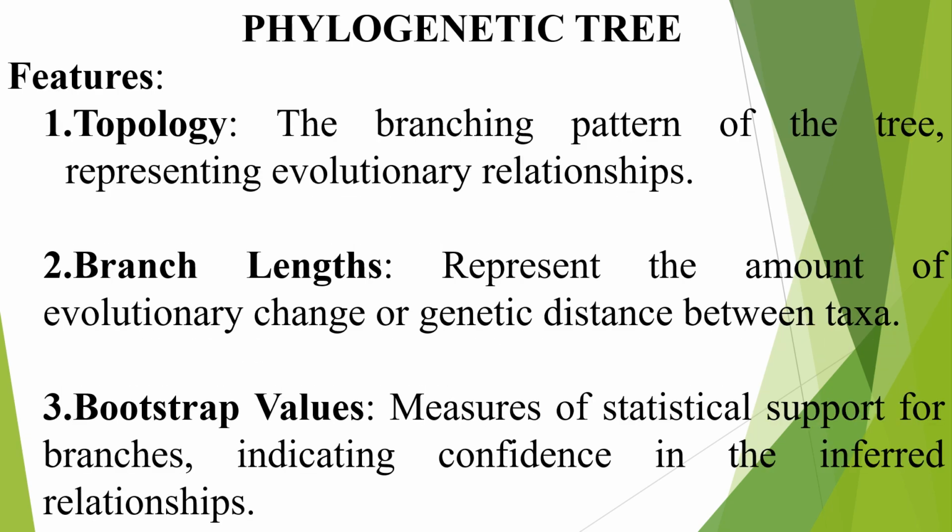Major features of phylogenetic tree. 1. Topology. The branching pattern of the tree, representing evolutionary relationships. 2. Branch lengths. Represent the amount of evolutionary change or genetic distances between taxa. 3. Bootstrap values. Here, measures of statistical support for branches indicating confidence in the inferred relationships.